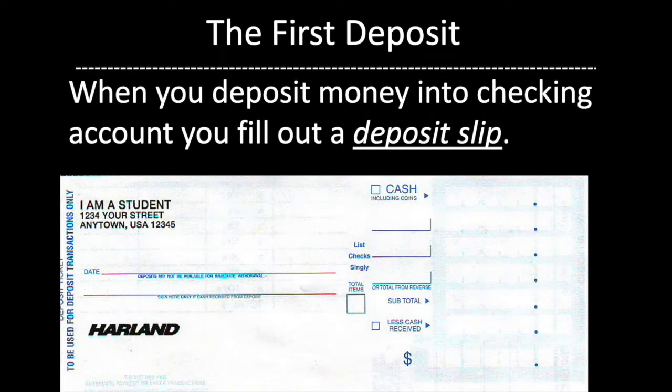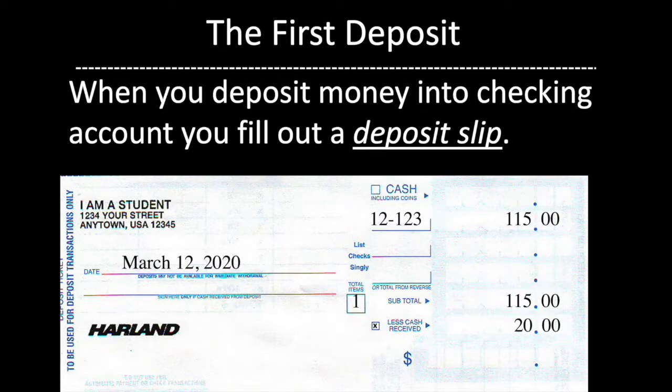When you deposit money in a checking account, you fill out the deposit slip. This form lists all the items you are depositing. You write the date, the check identification number, the amount of the check you are depositing, and how many items you are depositing. In this case, we are depositing one item, one check, the subtotal. If you are receiving cash, you will put an X in the little box and write how much cash you wish to receive. You must also sign your name. If you are receiving cash, you will sign your name as proof that you received the cash. And then you will total up the total amount that you are going to deposit.